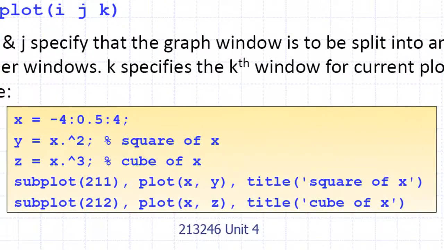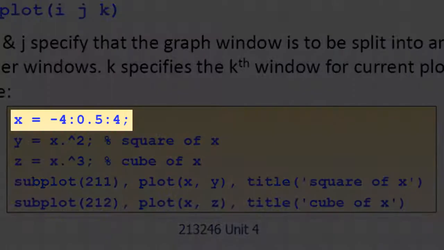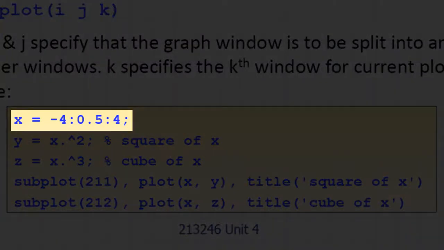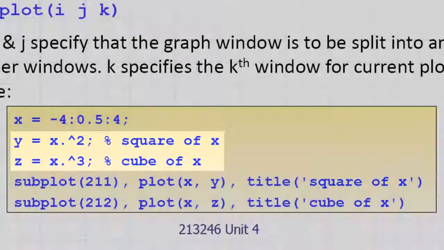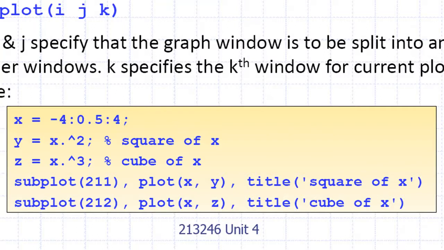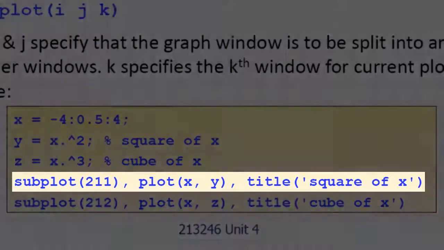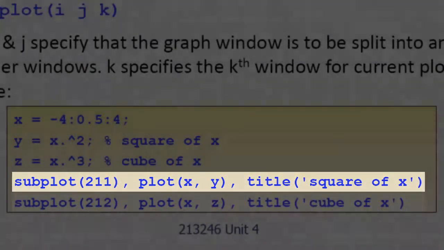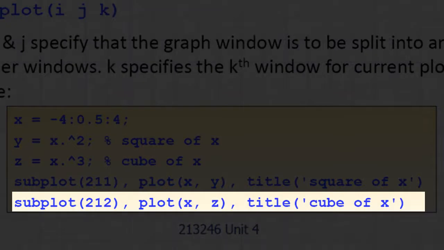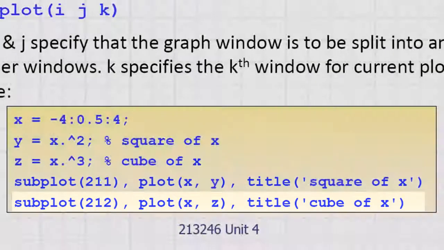Now consider this example. First, we define our x-axis through the vector x. Then we define our two functions y and z. y is the square of x, z is the cube of x. In this example, the graph window is split into 2 subdivisions. These commands plot the square of x, while these commands plot the cube of x.